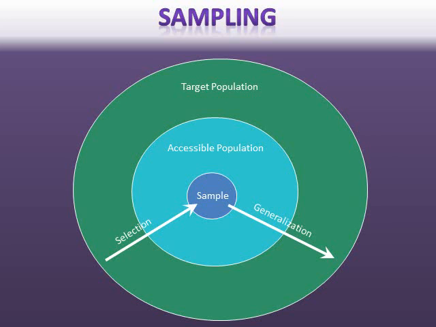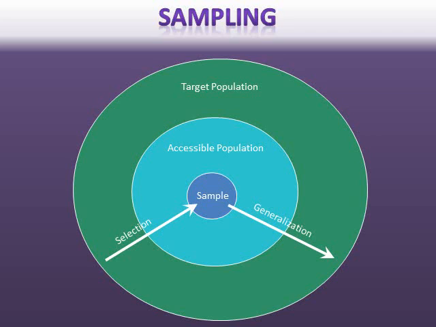So what is sampling? Well, in research, you have a population that you want to describe. Say you want to describe RN to BSN students in the entire country and get some idea about what RN to BSN students are experiencing. Well, the truth is you can't talk to every single RN to BSN student in the United States. What you can do is have a certain accessible population.